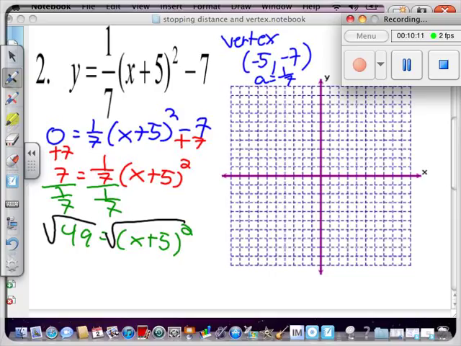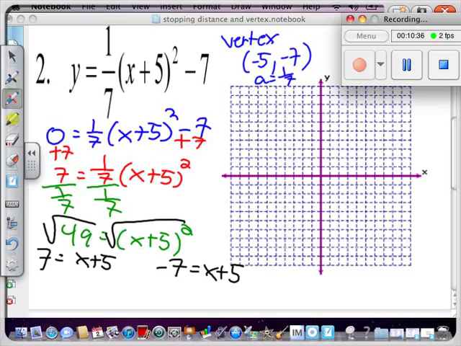So we have two answers. We have 7 equals x plus 5, and we have negative 7 equals x plus 5. You guys know what a parabola looks like, right? It looks like a U, or an upside down U, right? So it's got to cross in two places. So that would make sense that you have two answers.